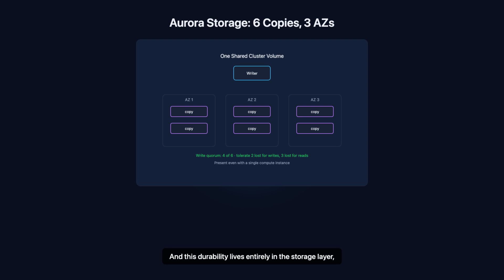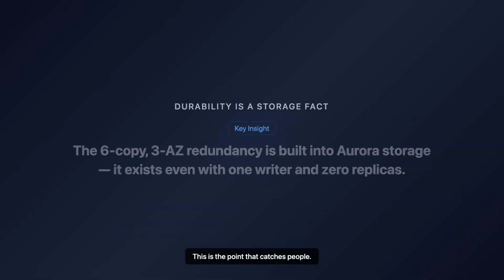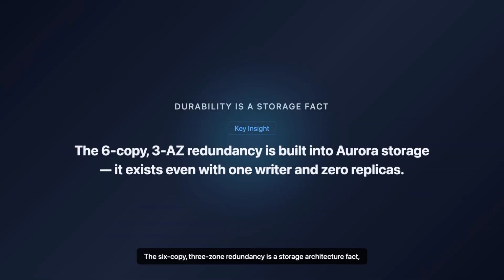And this durability lives entirely in the storage layer, present even when your cluster has just a single compute instance. This is the point that catches people. The 6-copy, 3-zone redundancy is a storage architecture fact, not a compute configuration you have to turn on. A minimal Aurora cluster with 1 writer and 0 replicas already stores 6 copies across 3 zones. Adding compute replicas gets you read scaling and faster failover, but the durability was there from the very first instance.